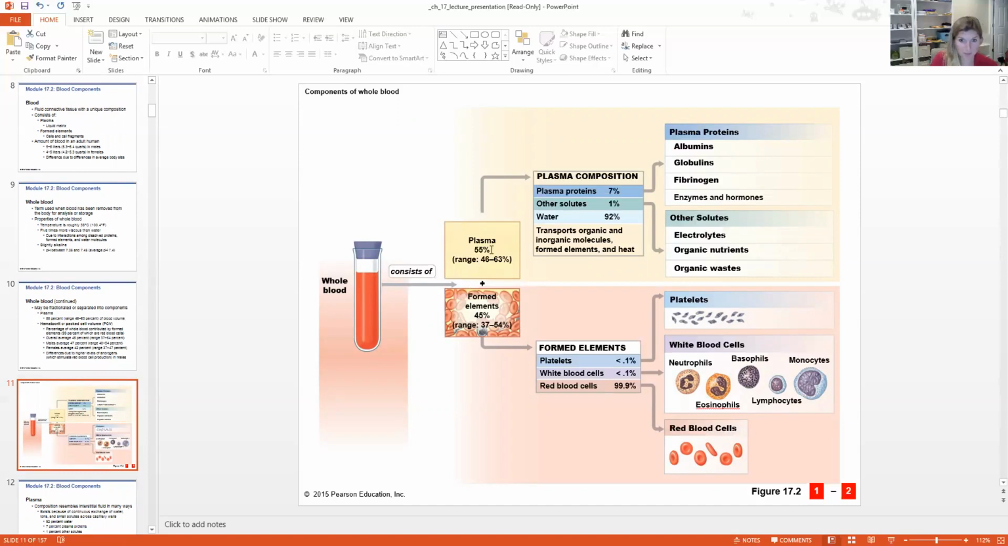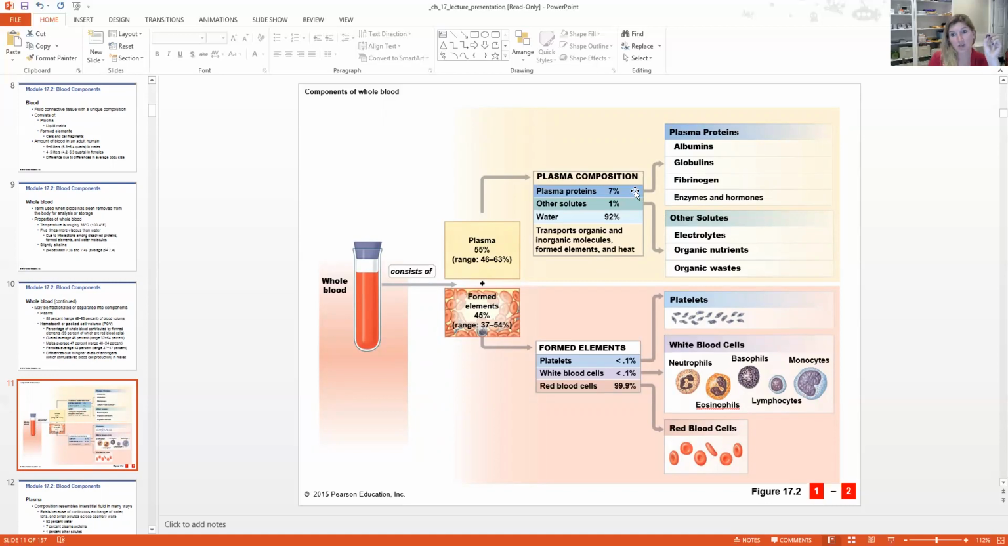If we just look at the plasma, the majority of our plasma is water. Over 90% of the plasma is water. This is why hydration is key. Drinking water, bringing enough water into your body is super important, because that water is going to help balance out all of the other stuff that's in your blood. So what is that other stuff? It's mostly plasma proteins and other solutes like glucose and things like that.